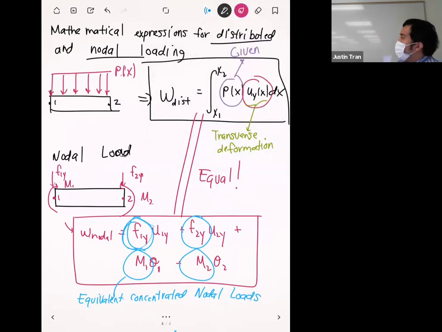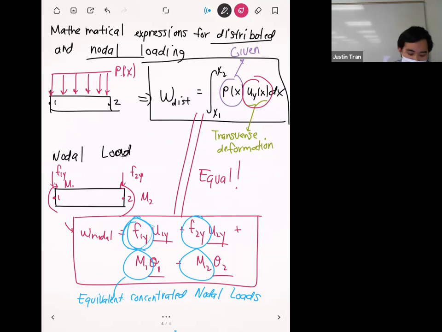And so uy of x, this is a function, right? It's a function of x, which describes the transverse deformation of the beam. Okay. This is something that's totally new for us, because we've mostly just been working with the discrete nodal deformations, right? We haven't really worked with a function like this.